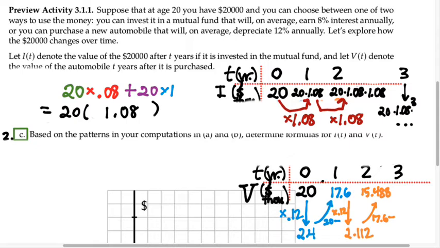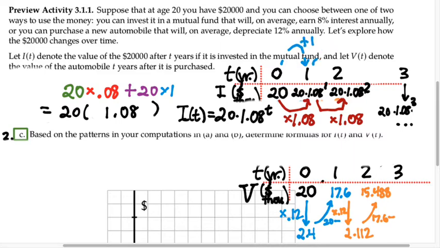Right? And so, in general, I of t, if I know how many years I have gone by, how do I figure out the total value of my investment in the mutual fund? 20 times 1.08 to the power t. Yeah. 20 times 1.08 to the power t. Exactly. Right. And so right away, what we're seeing here popping out at us is a different kind of formula for an exponential, what we call an exponential function, right?